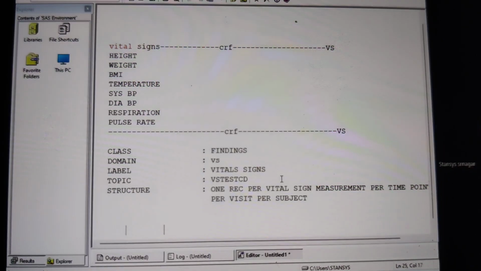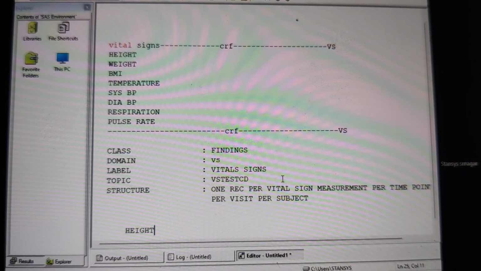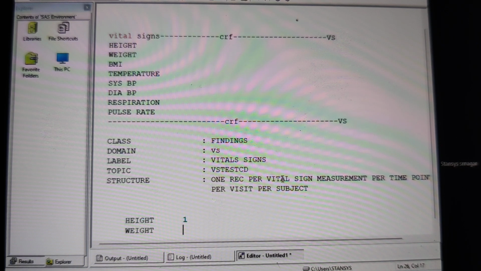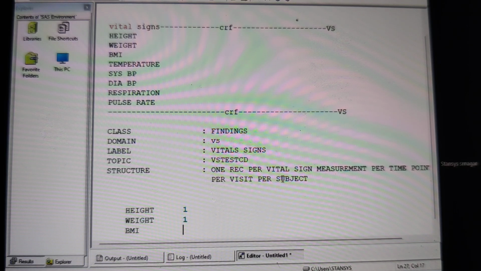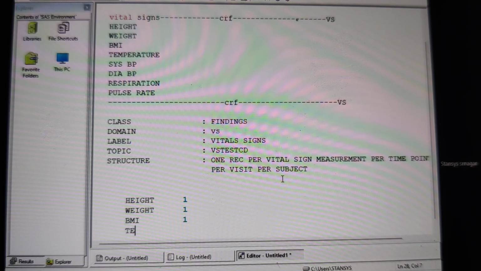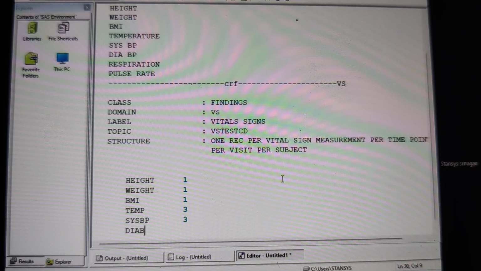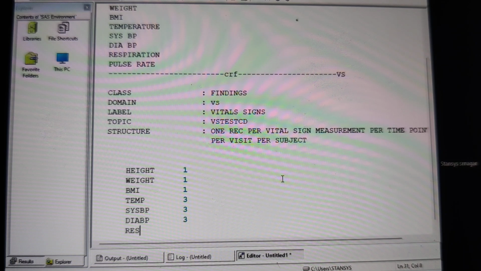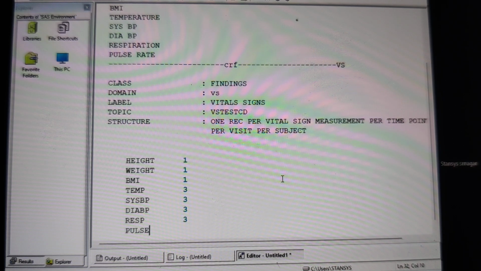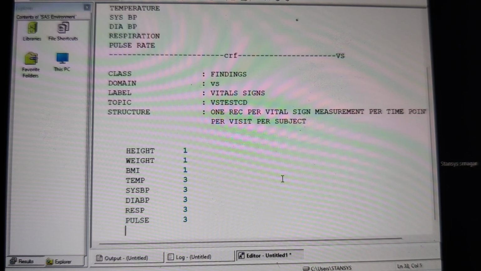For example, today at the screening visit they measured height one time. Right? And weight also they measured one time. And BMI also they calculated one time. But today 3 times, morning, afternoon, and in the night, they measured the temperature 3 times. Systolic BP and diastolic BP they measured 3 times, morning, afternoon, in the night. And then respiration rate also they measured 3 times, and the pulse rate also, just imagine they measured 3 times. Now how many observations am I going to get for today for this subject? We are going to get 18 observations because the structure is one record per vital sign measurement per time point per visit per subject.